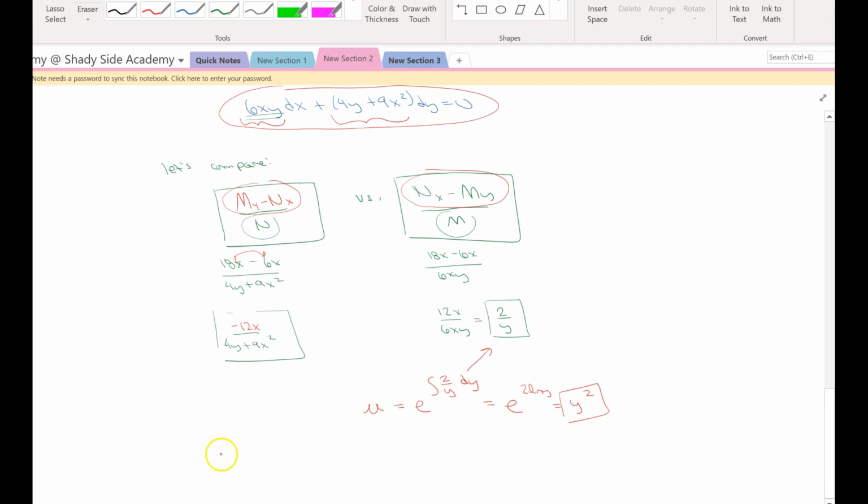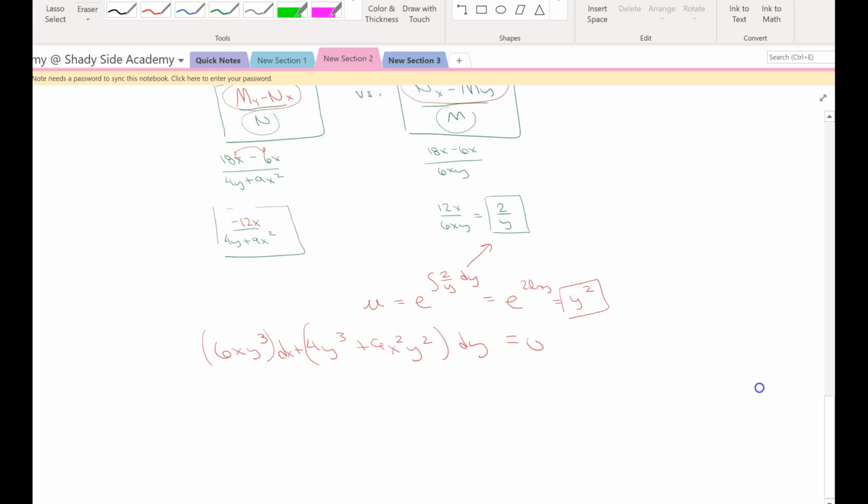So my new differential equation becomes 6xy cubed plus 4y cubed plus 9x squared y squared, dx plus dy equals 0. We now have a differential equation in total differential form. We just turned it into an exact one, but for kicks, let's check that the partial derivative of our new M with respect to y is in fact equal to the partial derivative of my new N with respect to x.